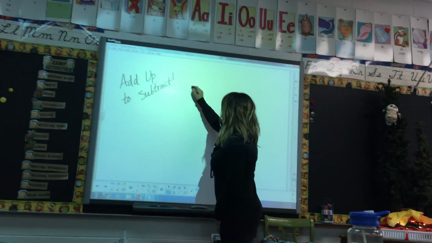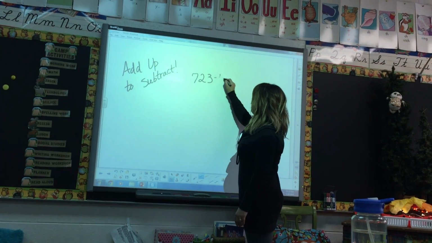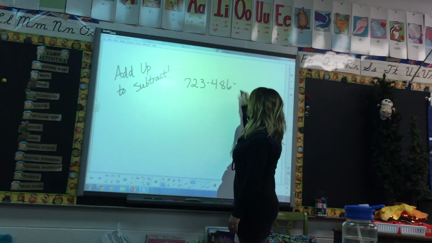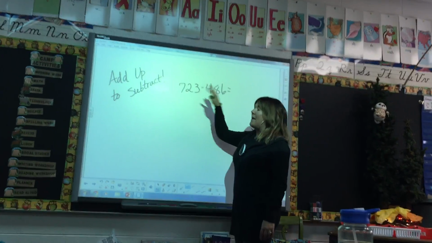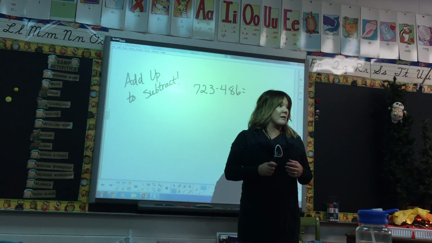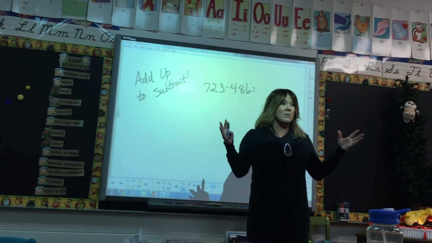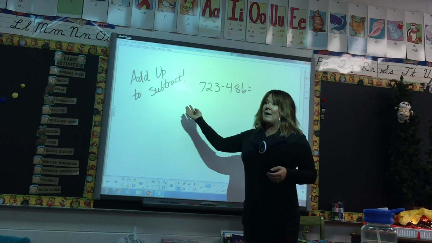I have a problem like 723, and I'm taking away 486, this is when I'm going to add up. I don't ever have to subtract if I don't want to. So this might be something you guys love, because when you're subtracting two numbers, you're only finding the distance between them, or the difference between them. And so we can do that by adding.